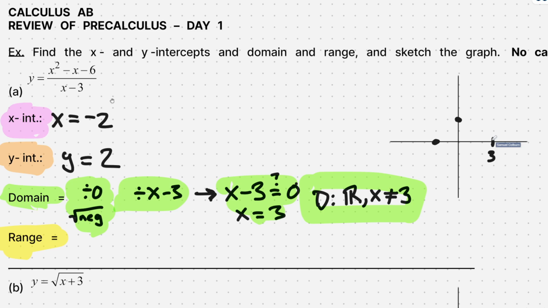What does that even look like? Well, you may remember from math analysis that this is called a rational function. And when you have a rational function, you can try to divide the two pieces. So I already factored the top as x minus 3 and x plus 2.